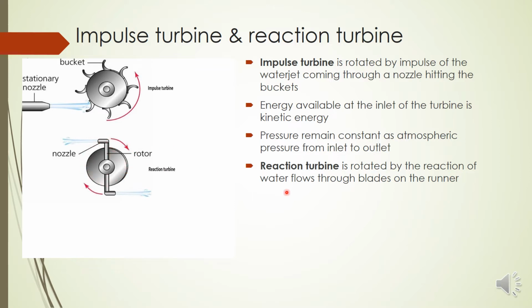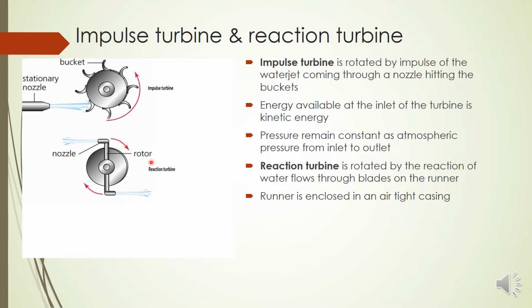Just recollect the recoil of a gun. When you are firing a gun, the gun will move in the opposite direction. Similar thing is happening here. By Newton's third law, we are forcefully ejecting water through the blades on the runner. Here it is marked as the nozzle, and these are the blades of the turbine. Water is moving through the blades; it is not hitting the blades. So it moves by the reaction of water through the blades on the runner.